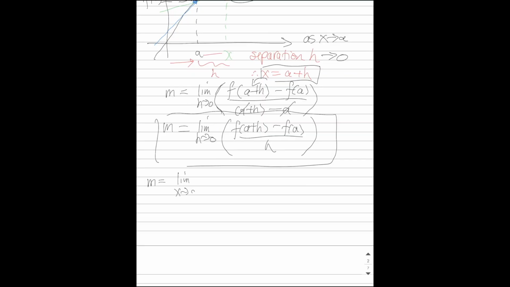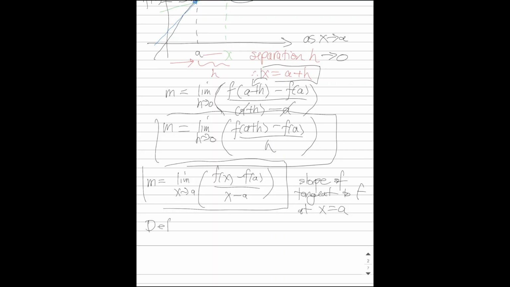And I'll write the one from before. Both of these things are equivalent. They're just two different ways of interpreting it. One is with the separation, one is just 2 points moving closer together. These represent the slope of the tangent line to the function f at x equals a.